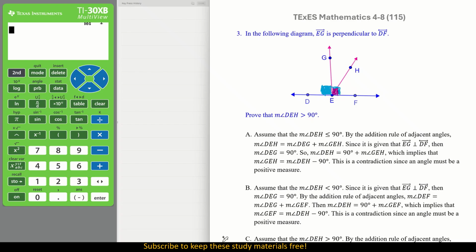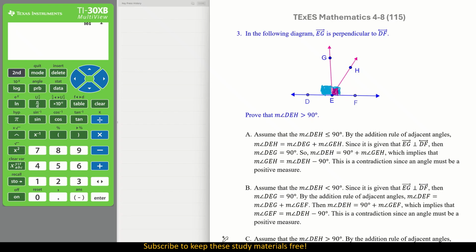All right, so prove that the measure of DEH is greater than 90 degrees. Well, that seems pretty obvious, but you can't just say it. You have to prove it, because a picture can be not to scale or other issues can arise.